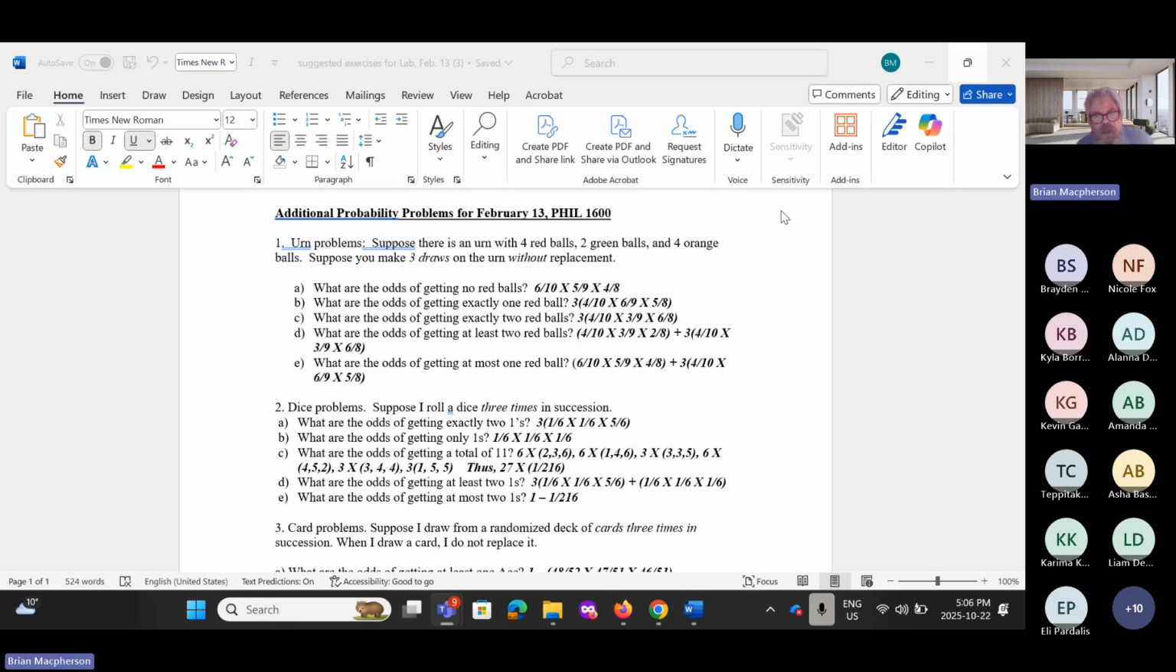I draw the second time and I don't get a red ball, and there are 6 non-red balls, so that's now 6 out of 9 because there's 1 less ball in the urn. And then I draw a third time, there's even 1 less ball in the urn, and now there are only 5 non-red balls, right? And so it's 4 out of 10 times 6 out of 9 times 5 out of 8.